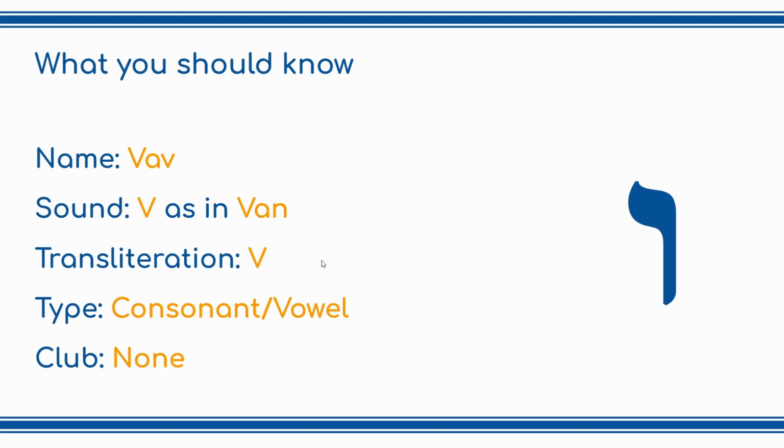And then we have the type of letter. It is a consonant, but it can also act as a vowel, just like the letter Hey. Okay, and the club, it's not part of anything. It's not part of the gutturals, or it's not part of the Bigat Kafat letters. Vav is a letter all of its own. It's its own category. Okay, and that's what you should know moving forward.